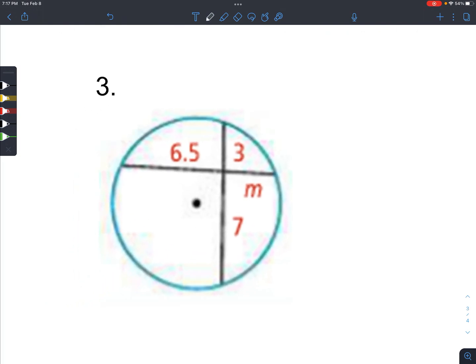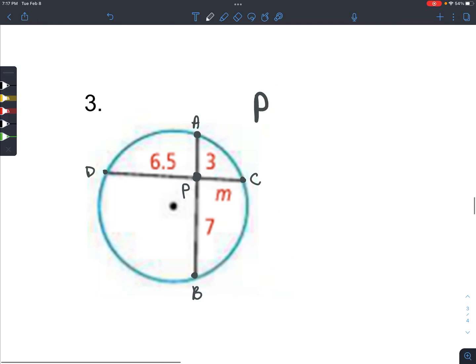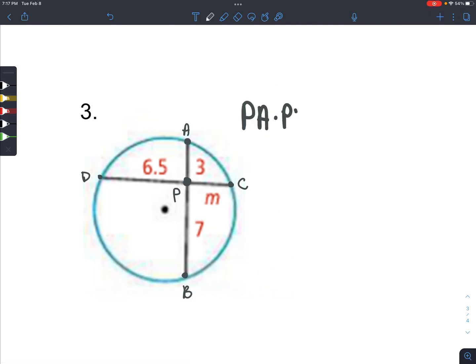Let's do 3 first, and then I'll do 2, because 2 is kind of the weird one. So your intersection point is P, and then each line has a name. We're going to do A and B, and we'll do C and D. So A and B always go together, C and D always go together. That's important based on the formula I gave you. So PA times PB is PC times PD. Each one of those is saying the distance between P and A, the distance between P and B, and so on.